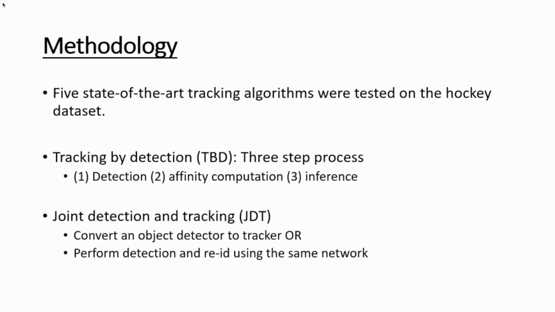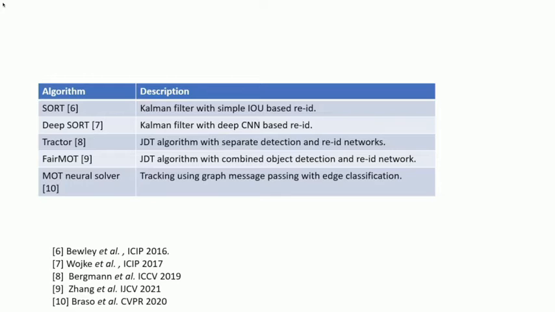2 of the tracking algorithms that we use the joint detection and tracking (JDT) framework. These algorithms either convert an object detector to a tracker or perform detection and re-ID or affinity computation using the same network. The table below gives a short summary of the trackers that we test with our hockey dataset. First, we test 2 tracking by detection networks, SORT and DeepSORT. Both of these networks use a common filter, but one of them uses simple intersection over union based re-identification, and the DeepSORT network uses deep neural network features for re-identification.